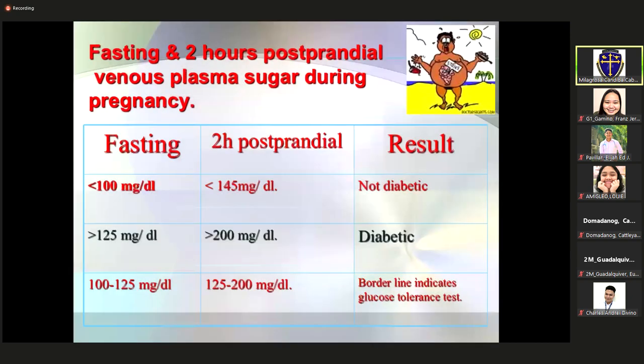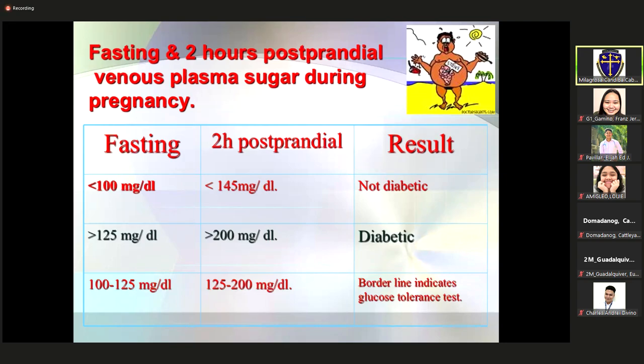Right? Sige, let's go na to the fasting and 2 hours postprandial venous plasma sugar during pregnancy. So, in 3 columns po siya. So, ang fasting, less than 100 milligrams per deciliter, kung fasting, magche-check tayo ng glucose level. And then, ang 2 hours postprandial, below 145 milligrams per deciliter. So, ang result talaga niya is not diabetic. Kasi all less than.